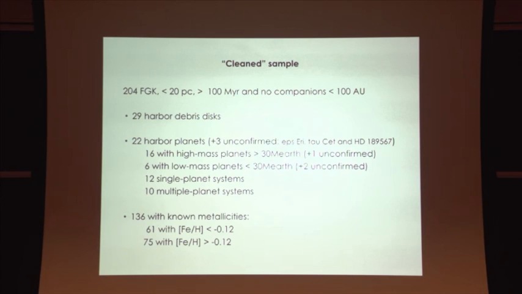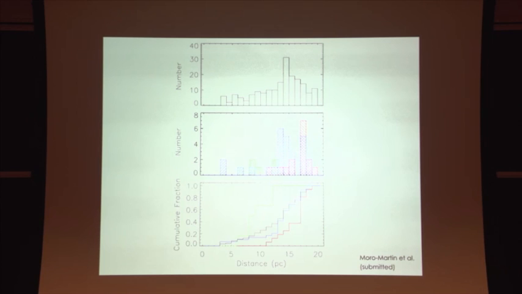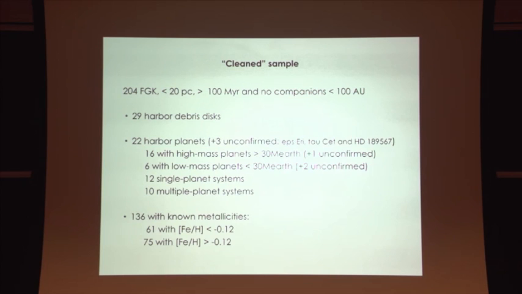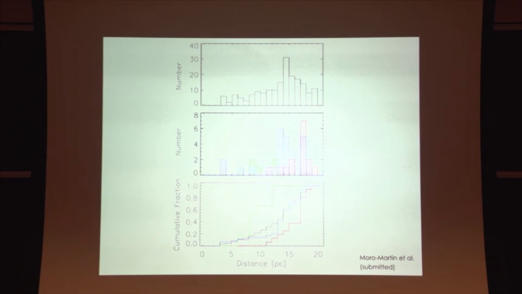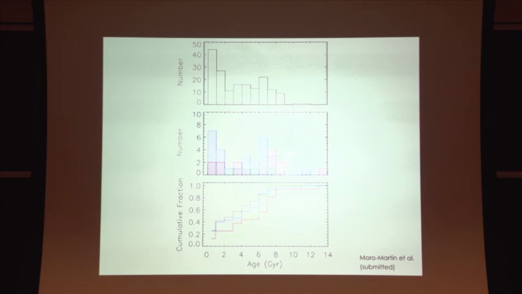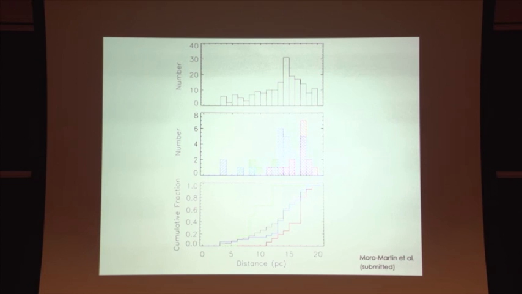So this is the final sample. Of course, all this cleanup was not done by the preliminary studies. This is the distribution of our stars in distance, and this is the distribution in age, just to give you an idea of where the sample is. The different colors indicate: blue is for stars that harbor disks, red is for stars that harbor high mass planets, green is for stars that harbor low mass planets.